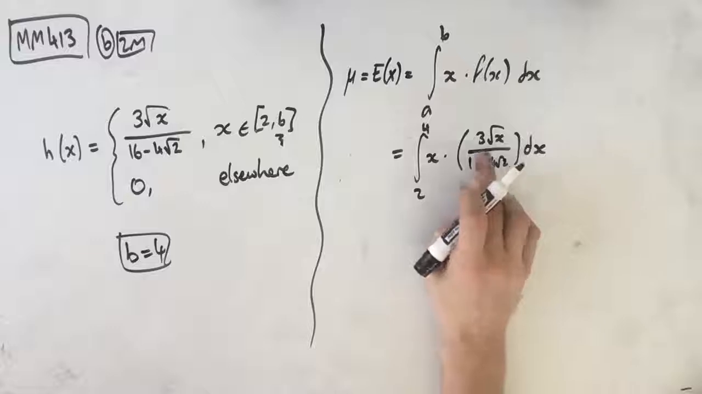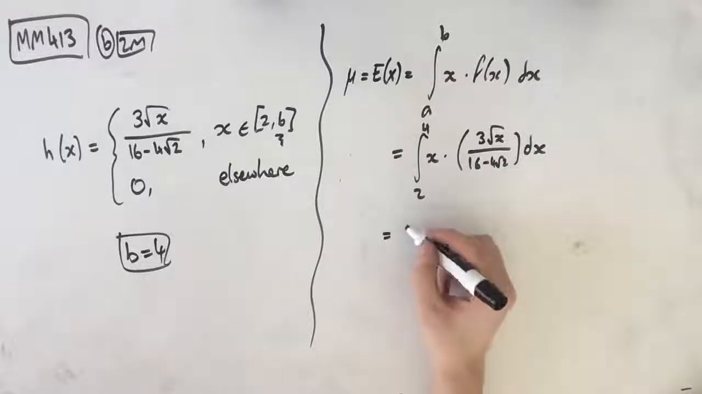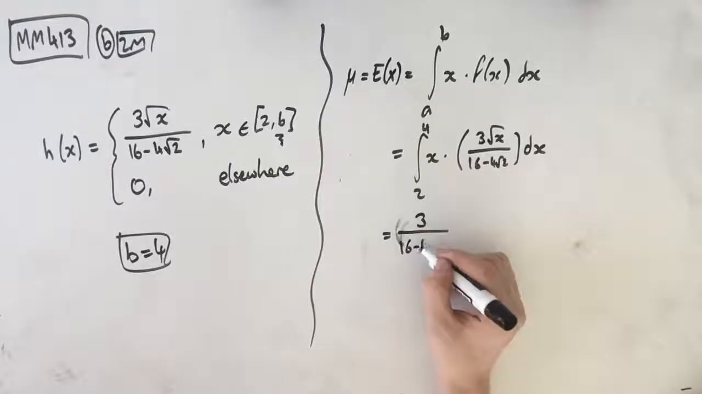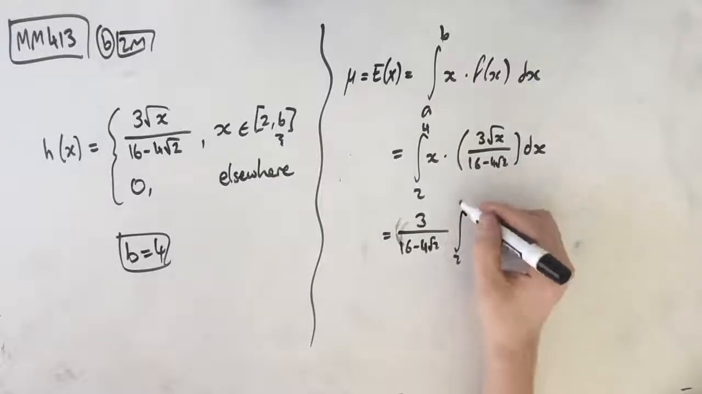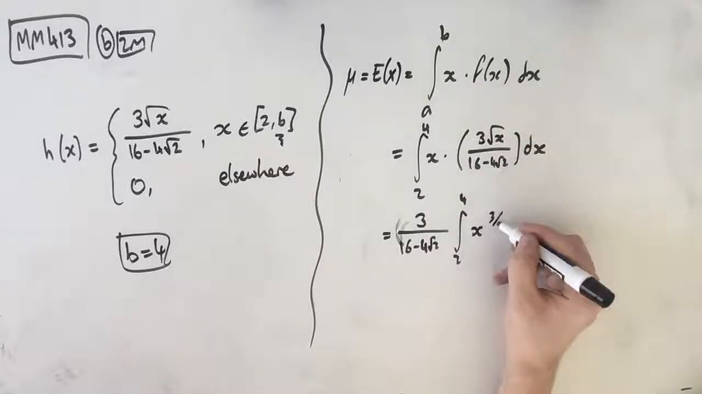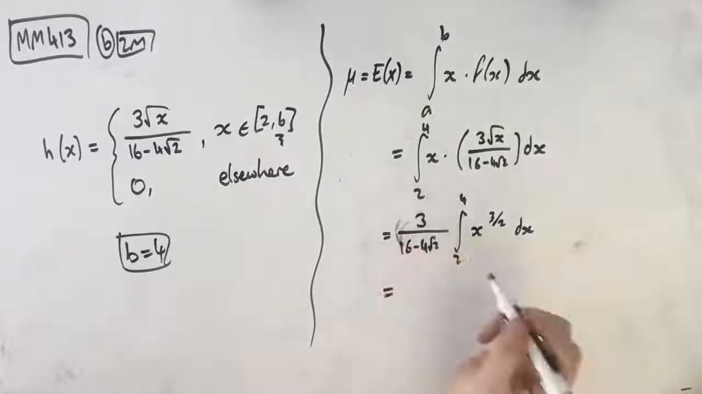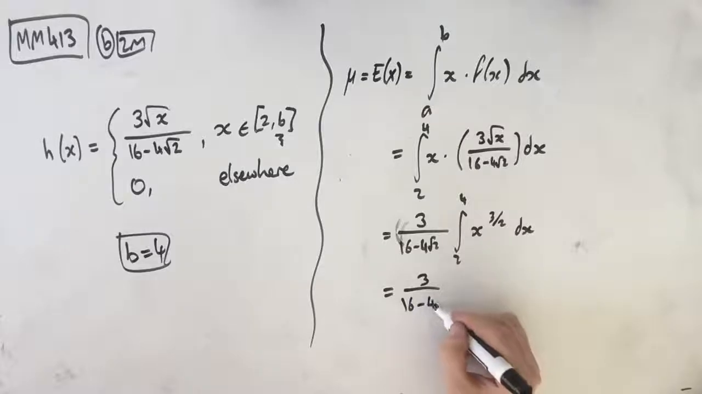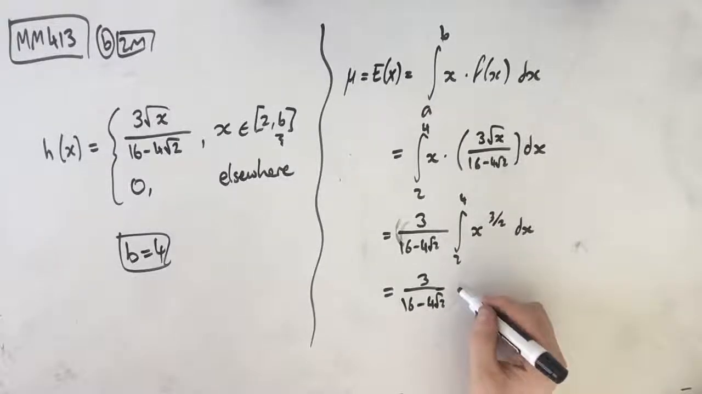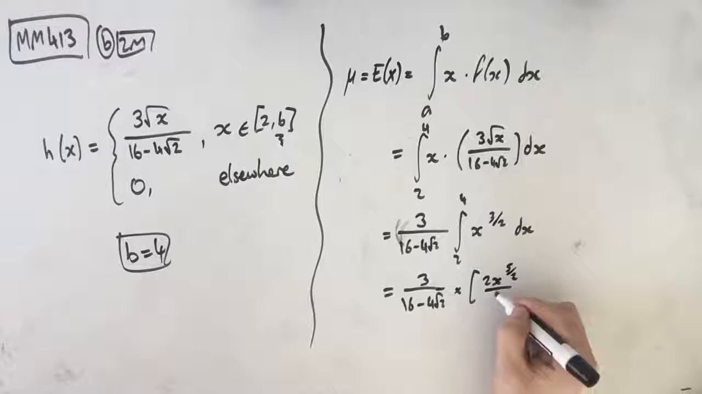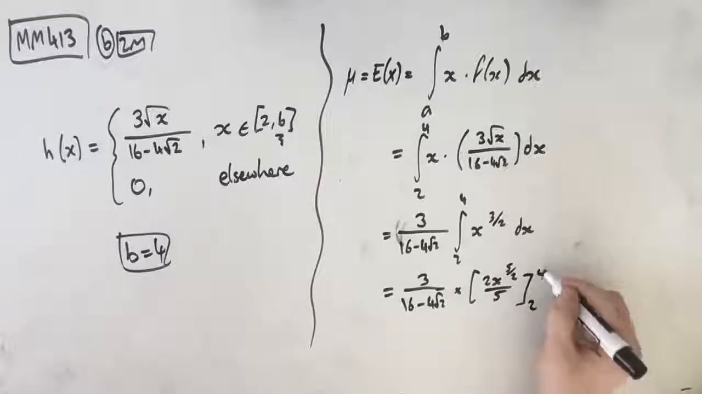Awesome, and again we can take 3 on 16 take 4 root 2 out as a common factor, or I should say a constant rather. 3 over 16 take 4 root 2 outside of the integral from 2 to 4 of x times root x, which is x to the power of 3 on 2. Awesome. And then we just keep that 3 on 16 take 4 root 2 multiplied by our integral of x to the 3 on 2, which is 2x to the 5 on 2 over 5 from 2 to 4.